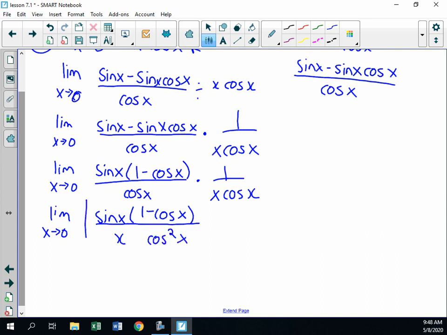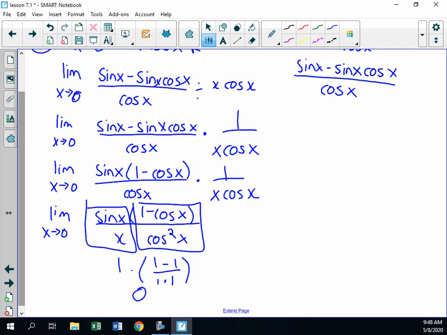And now you can see right here we have that situation and that situation. Evaluate those. That one equals 1. And the second one, 1 minus 1 over 1 times 1. Cos squared is just 1. And so we end up getting 0. You'll get that a lot with these limits, which is okay to get 0 and not a number. And that is the end for trig limits.